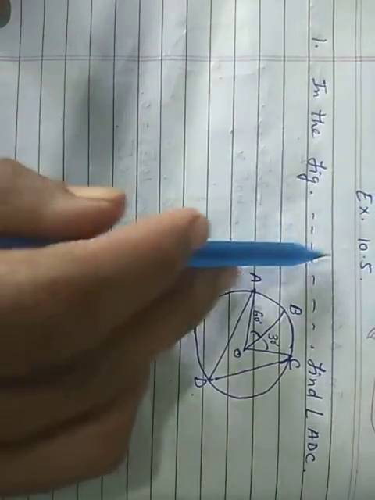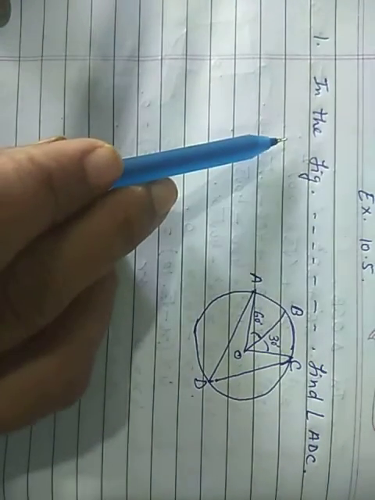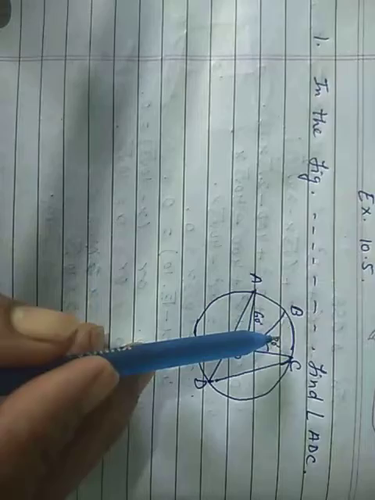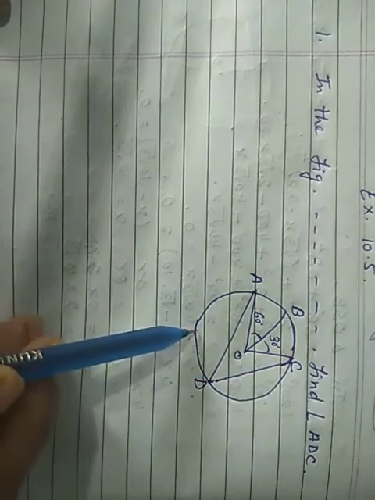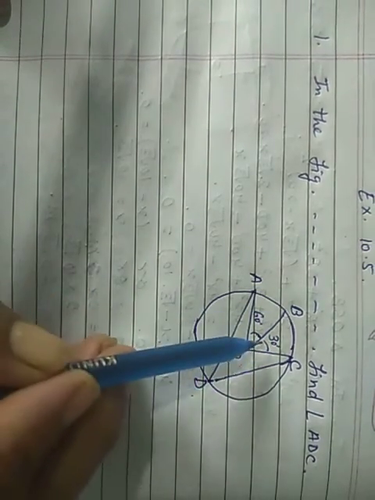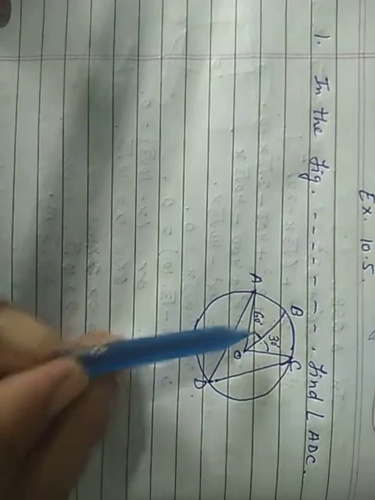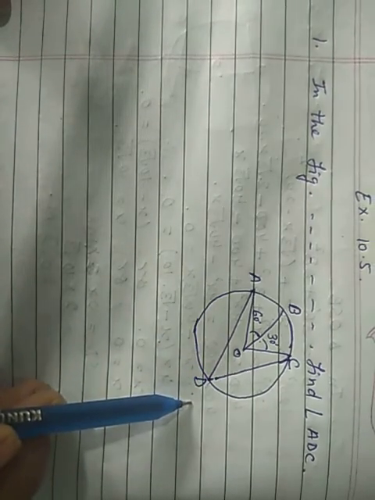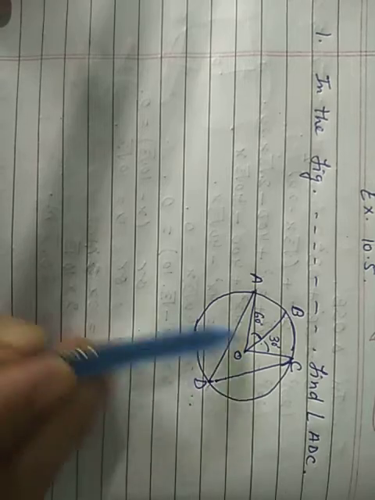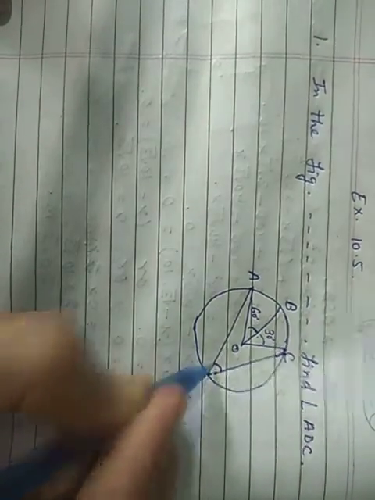Now question 1 of exercise 10.5. In the figure, A, B, C are 3 points on a circle with center O such that angle BOC is 30 degree and angle AOB is 60 degree. If D is a point on the circle other than arc ABC, find angle ADC. We have to find this angle.